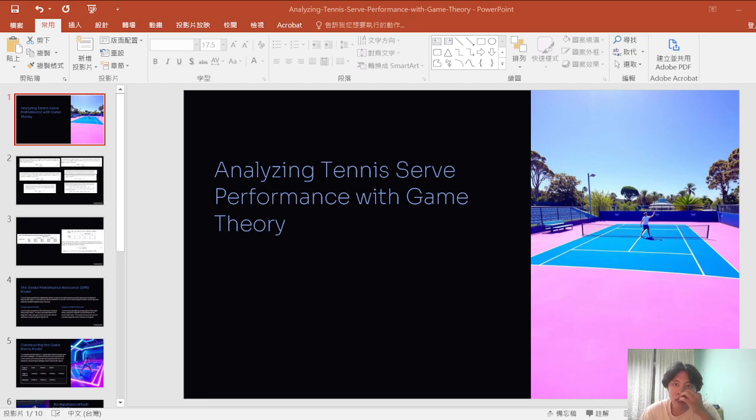This research highlights the significance of analyzing tennis serve performance using game theory and the model. So, future research can explore the influence of other factors, such as court surface, gender, and different stages of the game, to gain a more comprehensive understanding of the SPR model and its application.